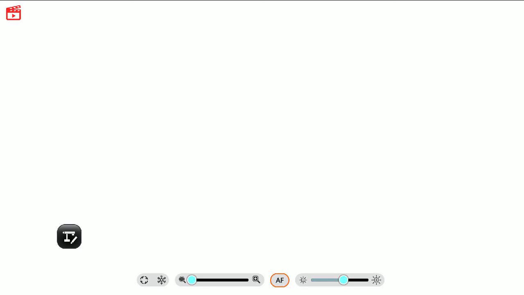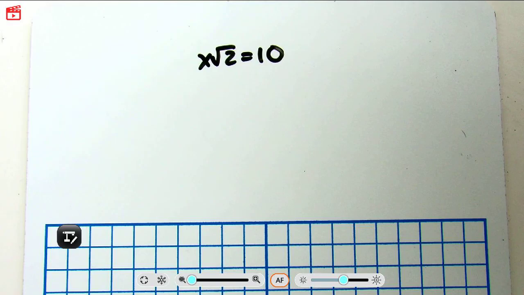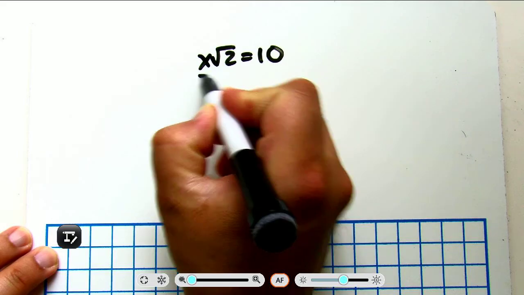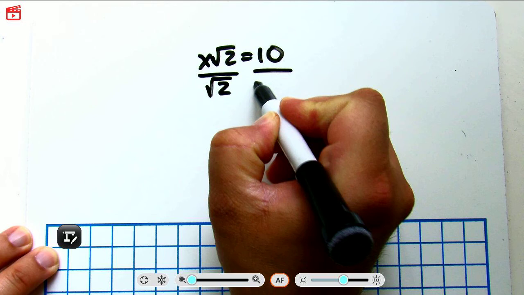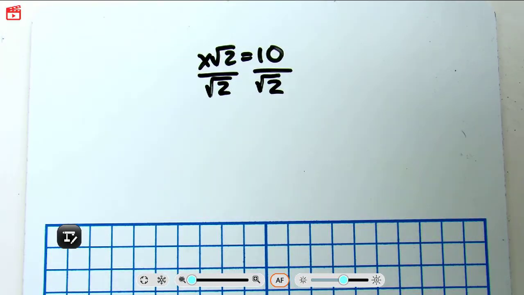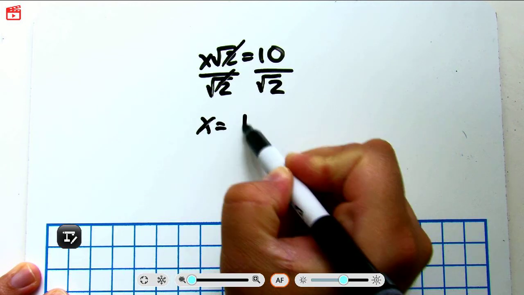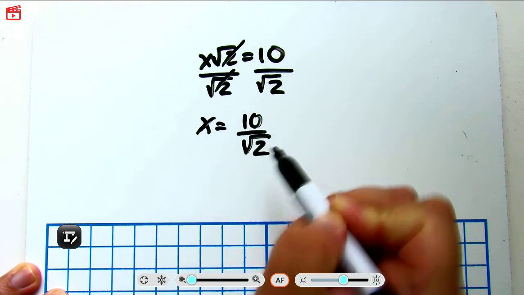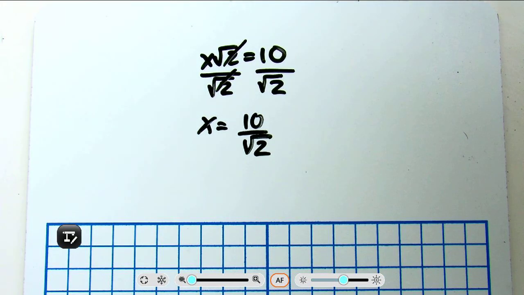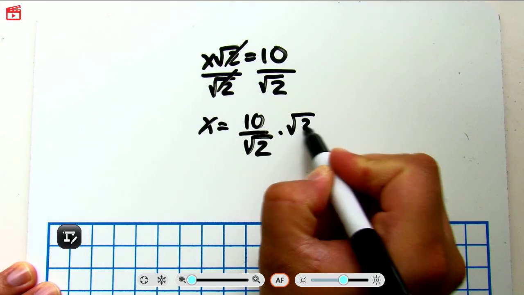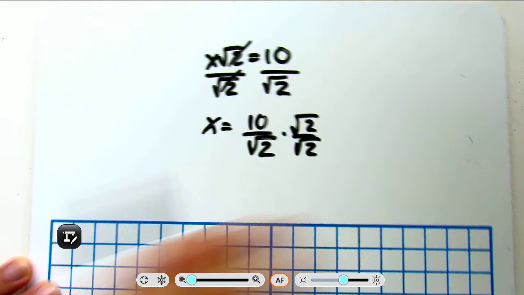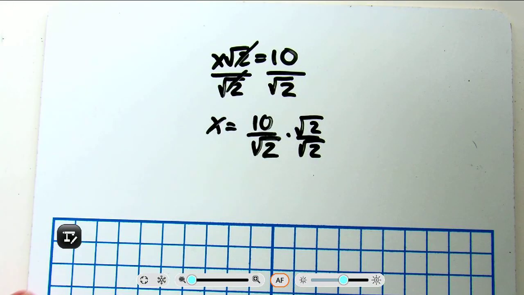And we have to divide both sides by square root 2. So we're left with x equals 10 over square root 2. And this is again where we have to rationalize the denominator by multiplying by square root 2 over square root 2, which would give me 10 square root 2 divided by 2.